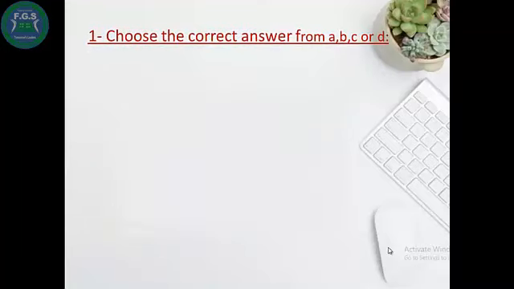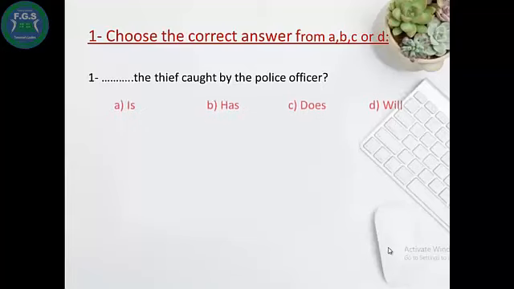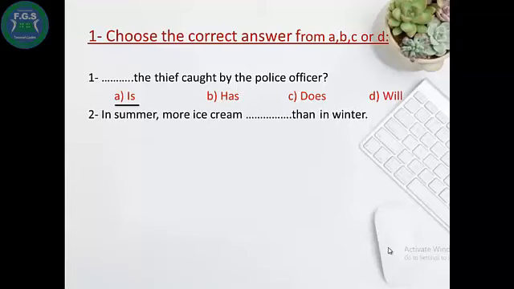Question number 1. Choose the correct answer from A, B, C, or D. 1. The thief space caught by the police officer. Is, has, does, will. We use is because it is a passive sentence. Is the thief caught? Number two, in summer, more ice cream space than in winter. Eat, eats, is eating, is eaten. Ice cream doesn't eat, so it is eaten. Is eaten than in winter.